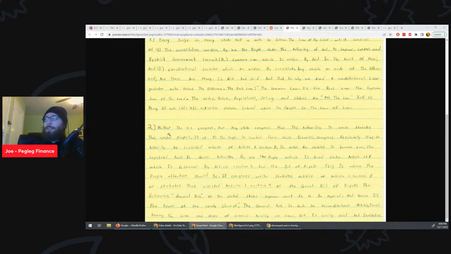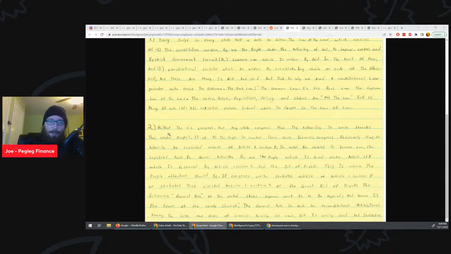Congress absolutely has no authority to legislate outside of Article 1, Section 8. In order for statutes to become law, the legislated must be given authority by we the people, which is found under Article 1 and 8, I assume again, which is restrained by Article 1, Section 9 and the Bill of Rights. This is where the people attention should be.